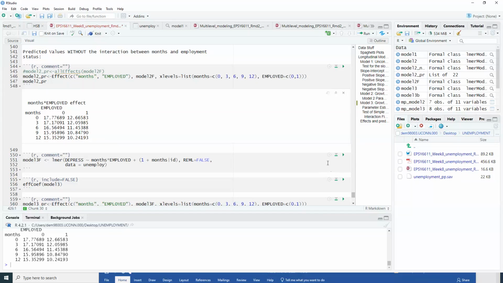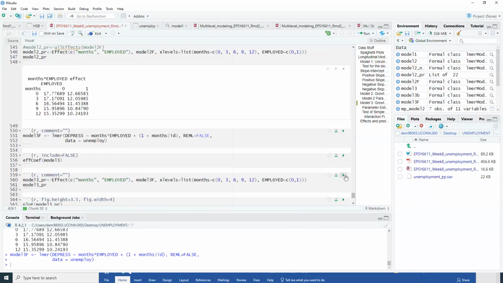So now let's look at the interaction, because that's the more interesting case. I'm just rerunning my model with employed as a factor variable, and I'm going to use basically the same code here. I still want to look at months and employed, but I'm using model 3F that actually has the interaction term in it now instead of model 2F. I'm using the same X levels of months, 0, 3, 6, 9, 12, and employed 0, 1. And I can run this.